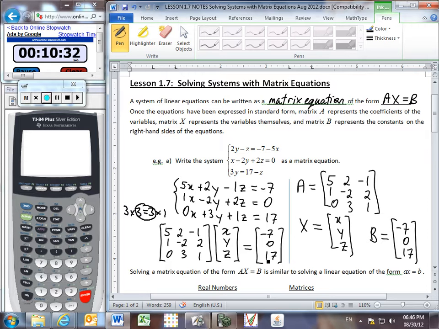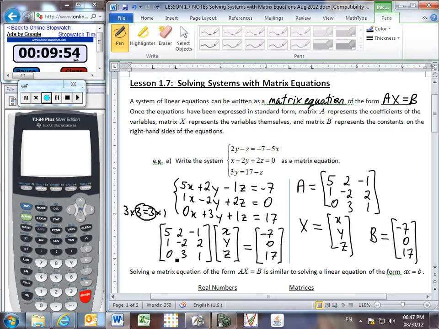Furthermore, let's actually do the multiplication. So we know that in order to get the thing that is in the first row, first column, I need to multiply the first row by the first column. So I have 5 times x, there it is, plus 2 times y, look, plus negative 1 times z, there it is, and that equals negative 7, boom. And this of course happens again in the second and third equation. I'll do it quicker. 1x plus negative 2y plus 2z equals 0. That's what I have here as my second equation.